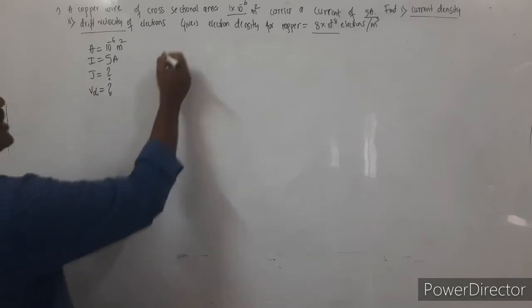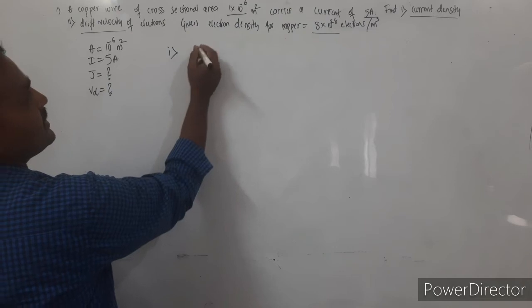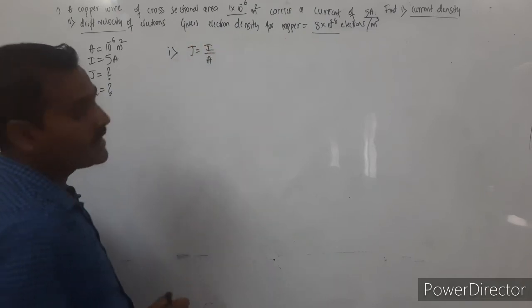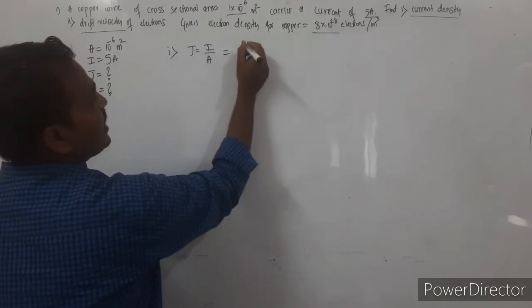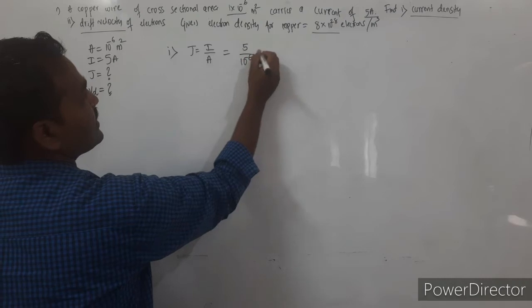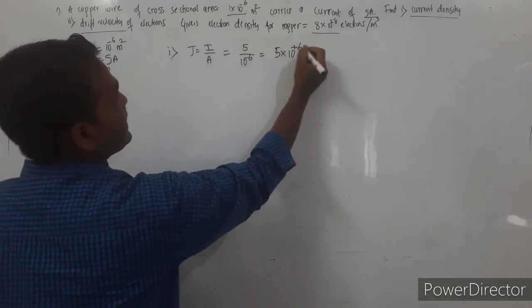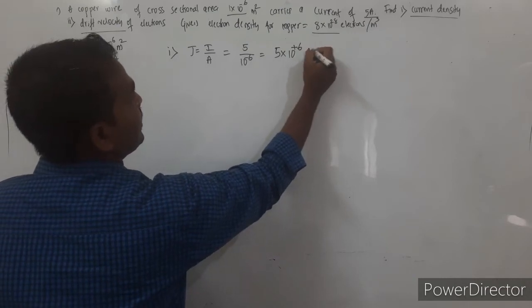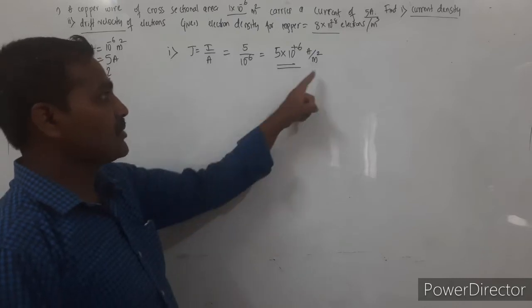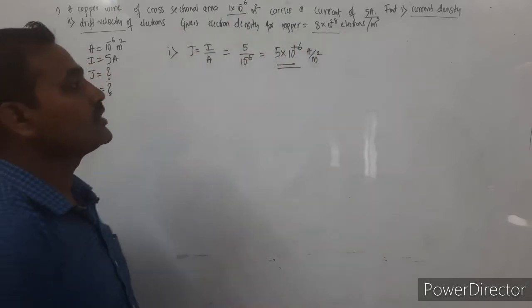So first, directly we can write the current density, J. By definition, J is equal to I divided by A. I is 5 amperes, 5 divided by the area, 10 to the power of minus 6. So J is equal to 5 into 10 raised to plus 6 ampere per meter square. This is the current density, so much current is flowing through the conductor.